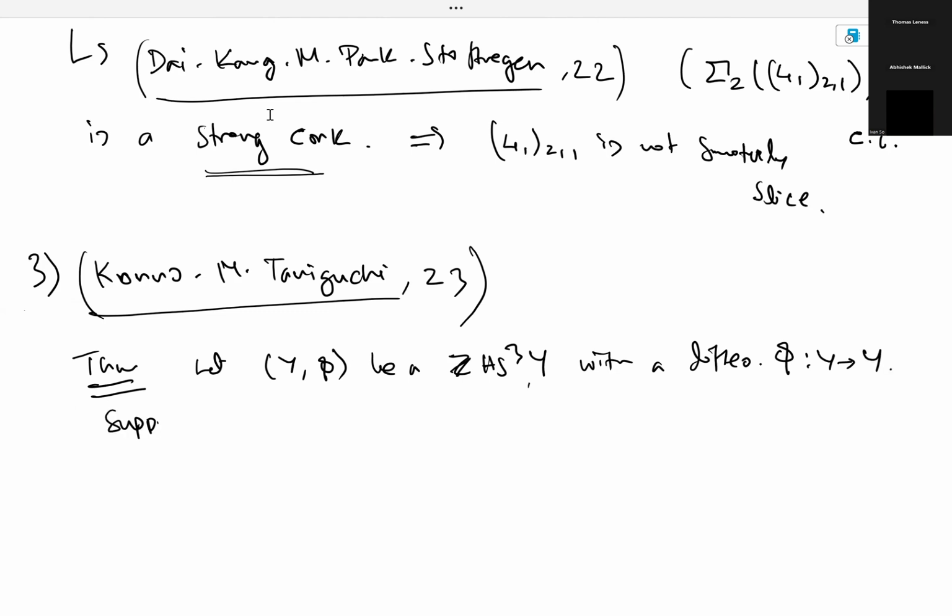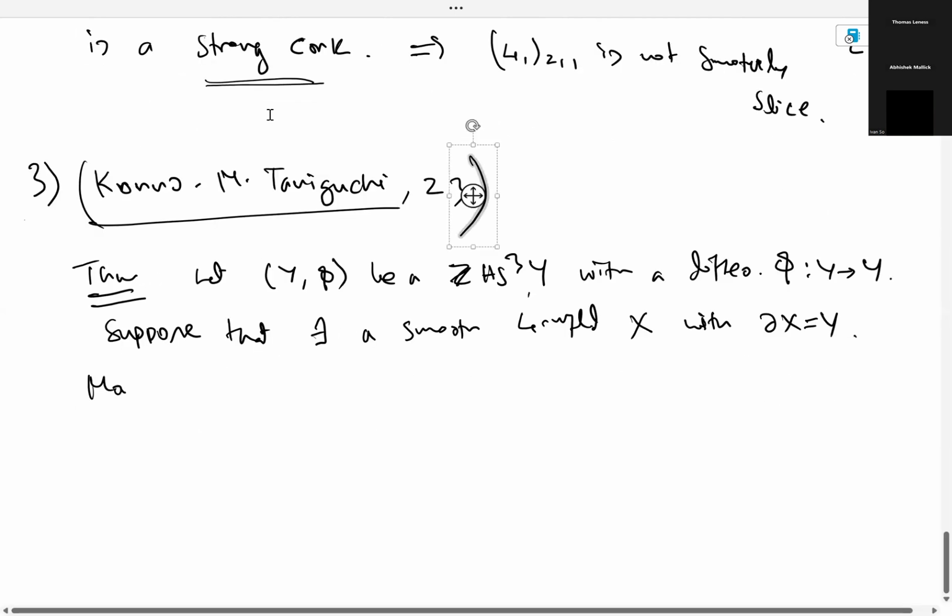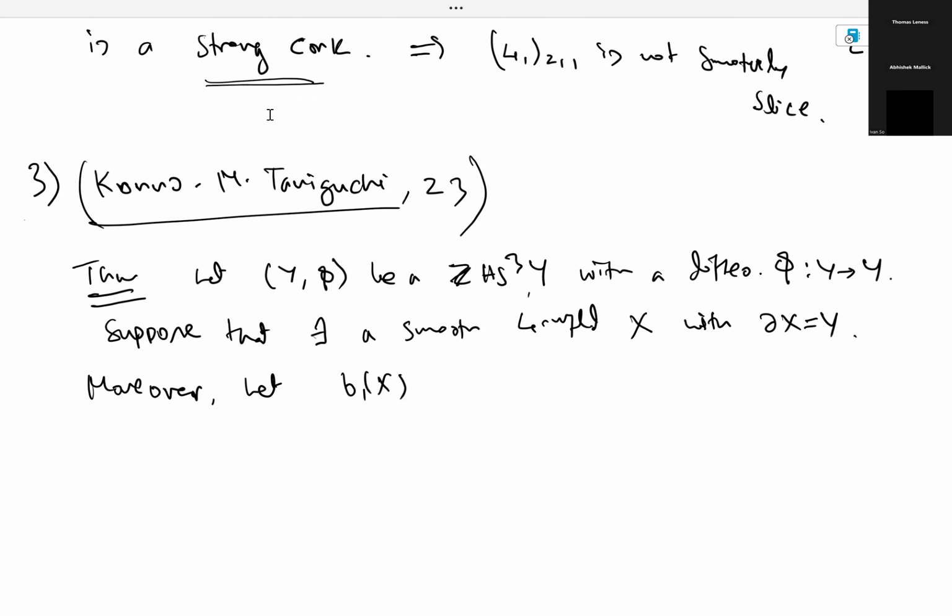Suppose that there exists a smooth four-manifold X with boundary of X being Y. Moreover, let b1(X) be 0 and b+(X) be 1.